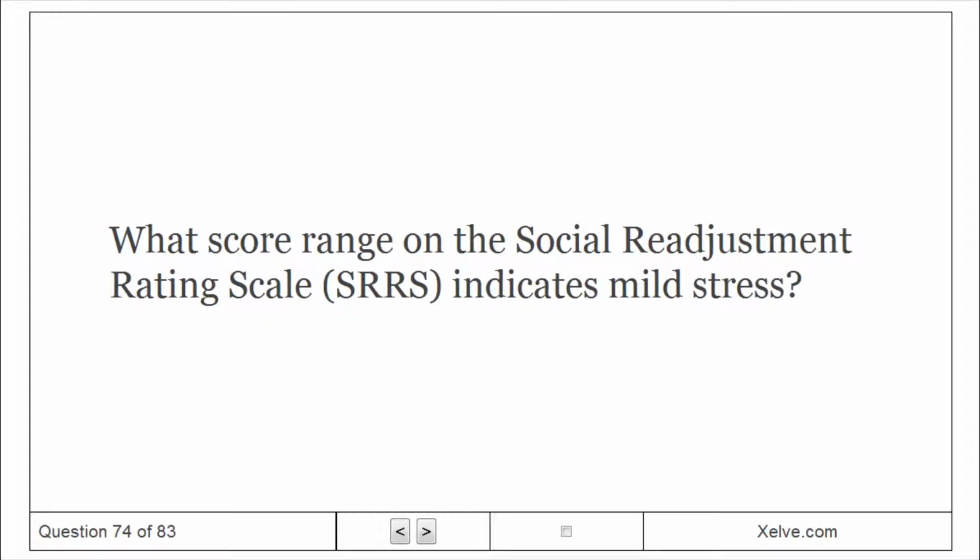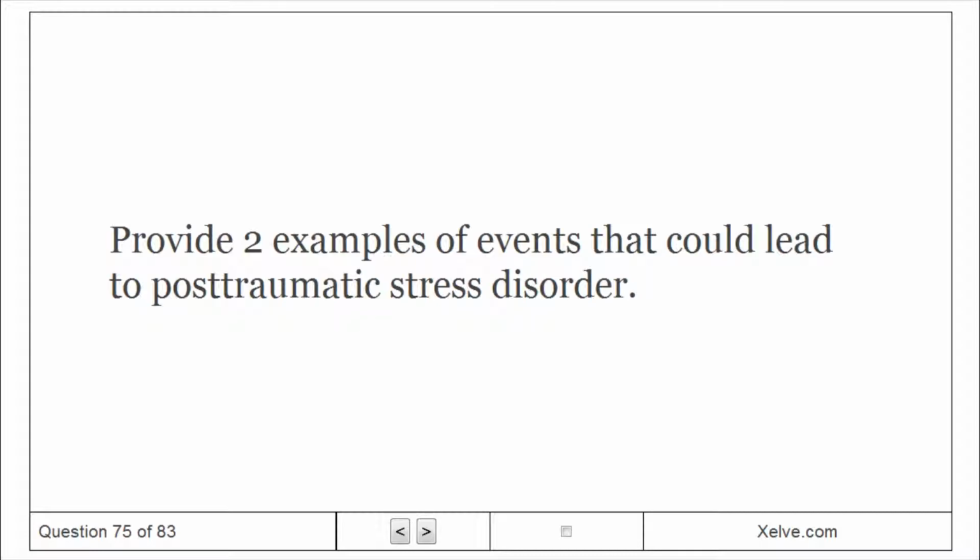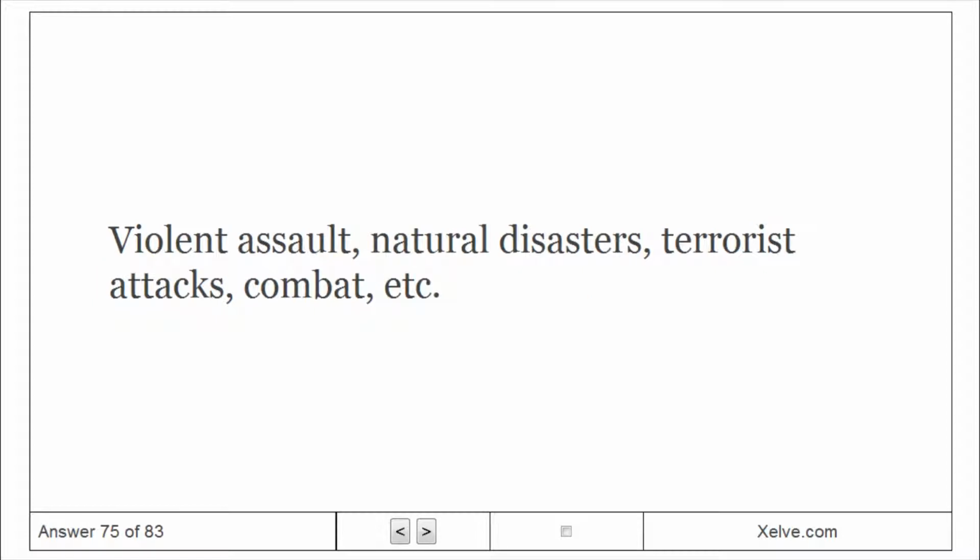What score range on the social readjustment rating scale indicates mild stress? 200 to 299. Provide two examples of events that could lead to post-traumatic stress disorder. Violent assault, natural disasters, terrorist attacks, combat, etc.